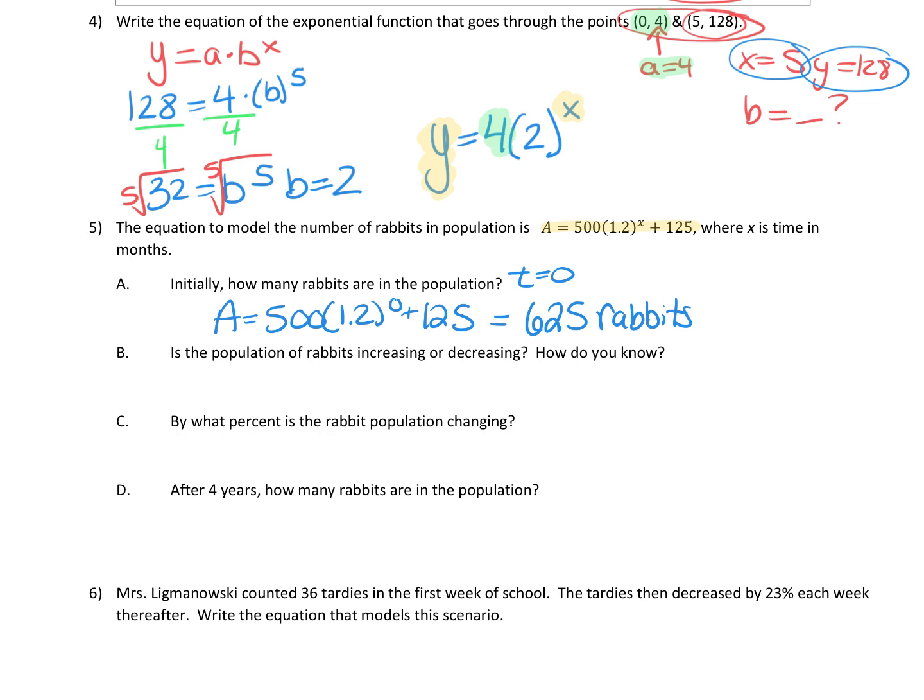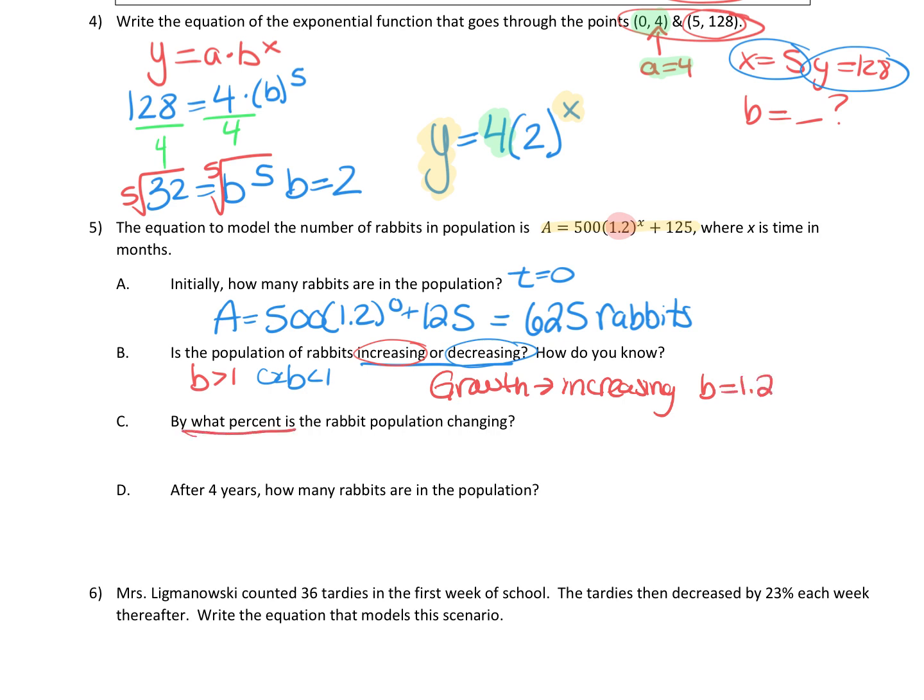Is the population increasing or decreasing? Now this is going to come from our B value. Remember, if our B is greater than 1, it's growth. If my B is between 0 and 1, it is decreasing. So if I'm looking at my equation, I can see that my B value here is 1.2. So that's how I know that this is a growth or an increasing equation, because my B is equal to 1.2.